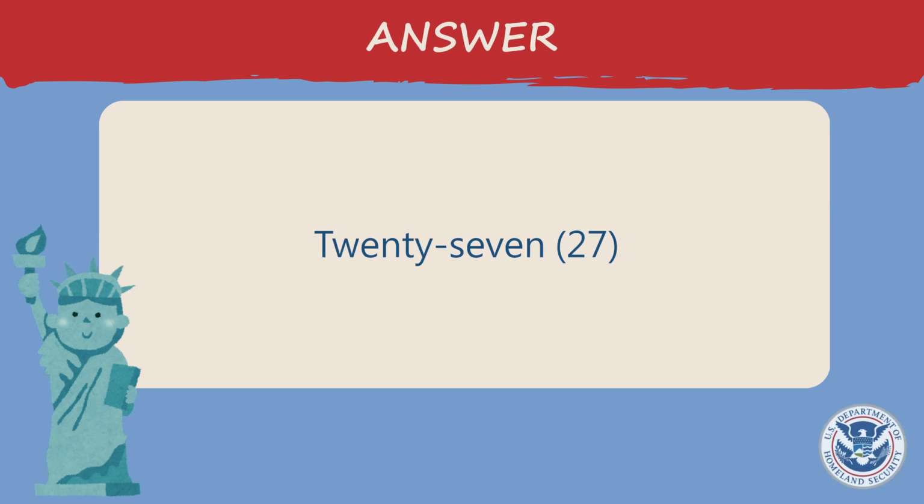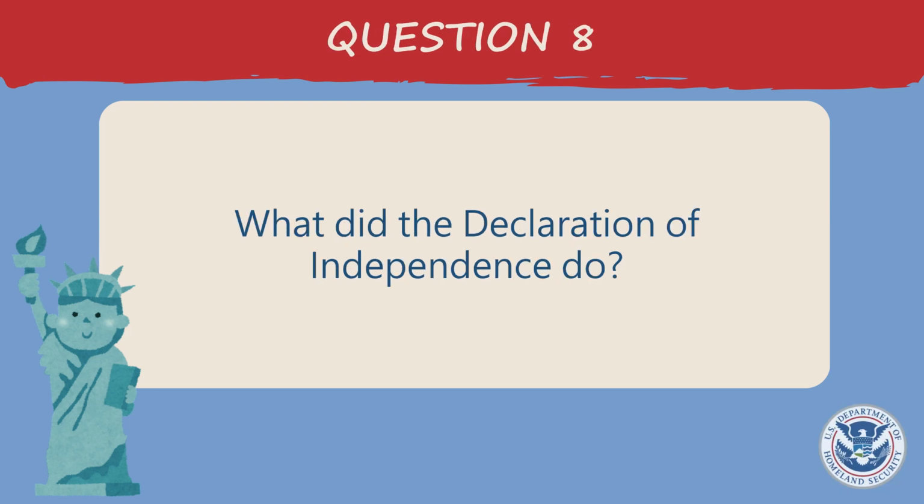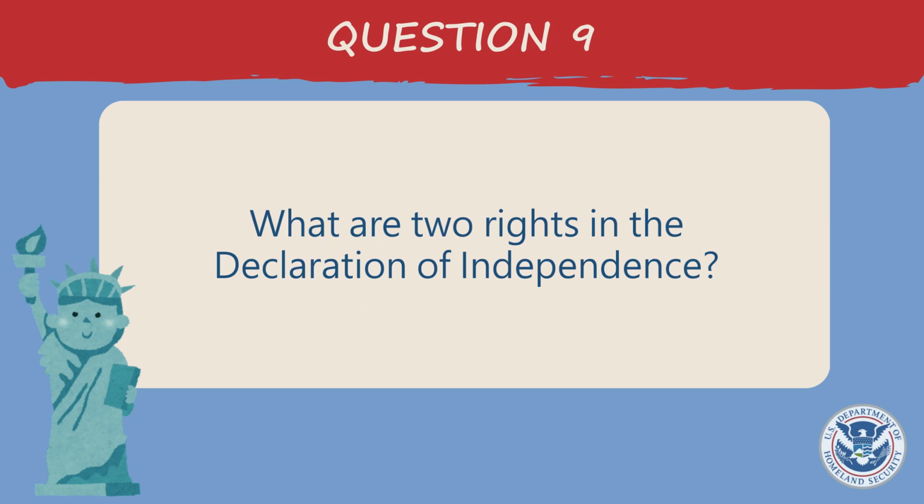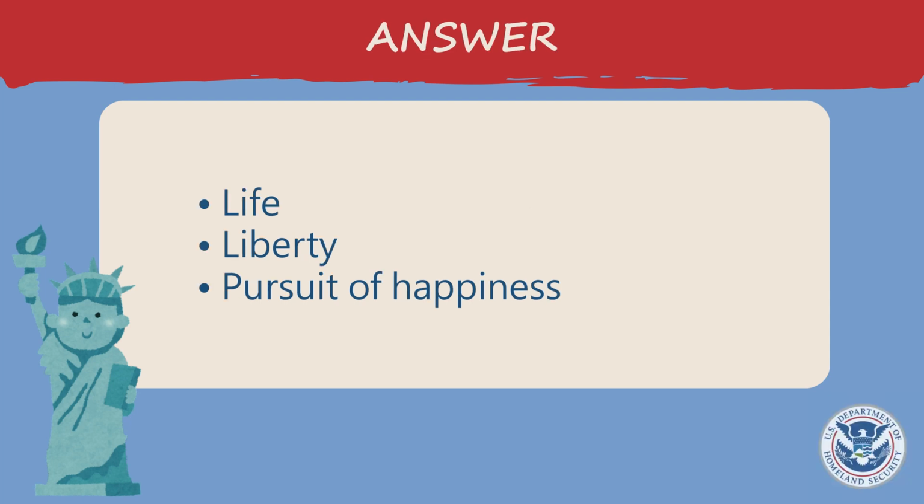27. What did the Declaration of Independence do? Announced our independence from Great Britain. Declared our independence from Great Britain. Said that the United States is free from Great Britain. What are two rights in the Declaration of Independence? Life, liberty, pursuit of happiness.